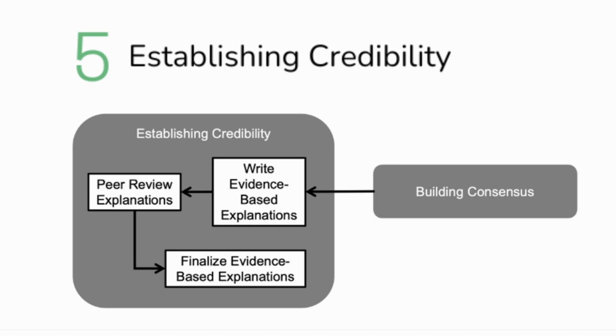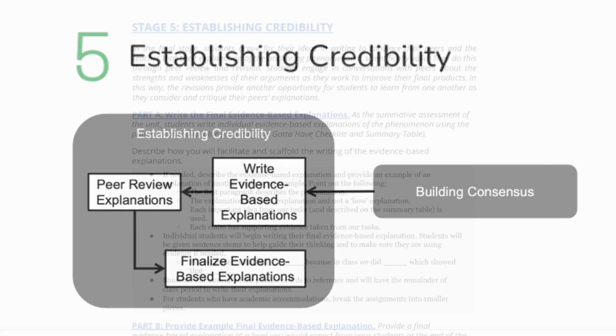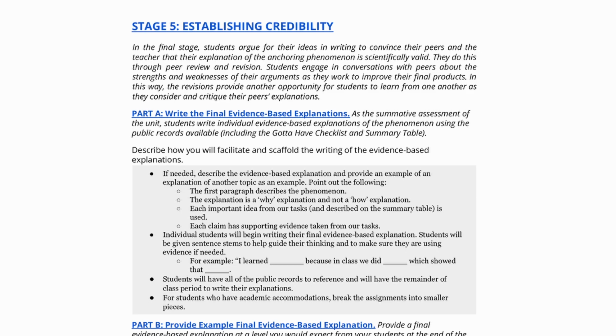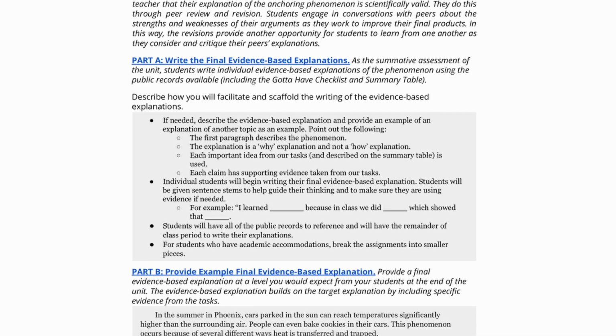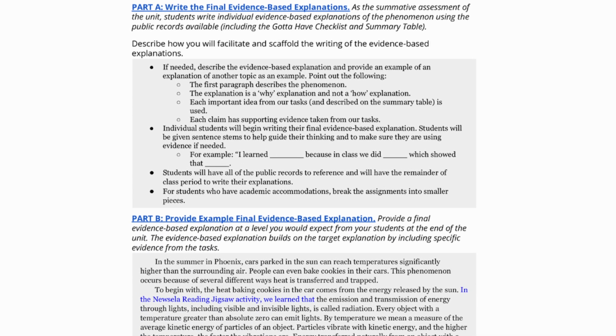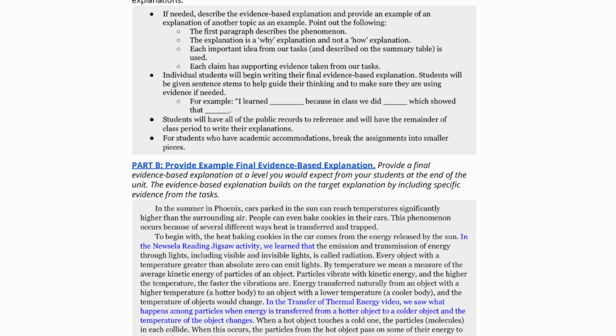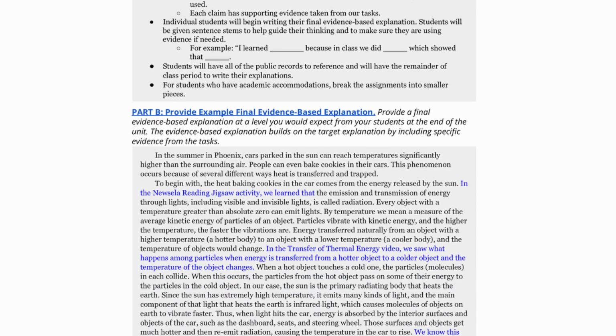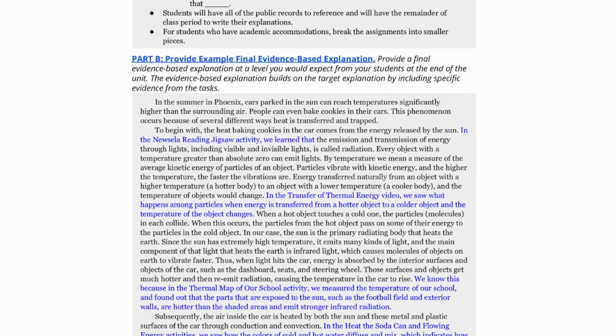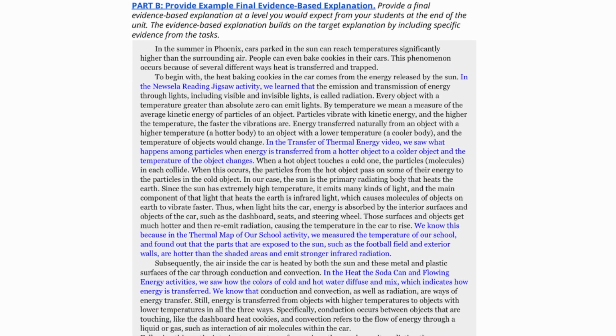Stage 5. Establishing credibility. In the final stage, students craft individual evidence-based explanations of the phenomenon. These are peer-reviewed, revised, and submitted as a summative assessment. In the example unit, students draw on the checklist and summary table to explain both why cookies bake in cars and why urban heat is experienced differently across communities. They support their claims using science ideas and evidence from the tasks.